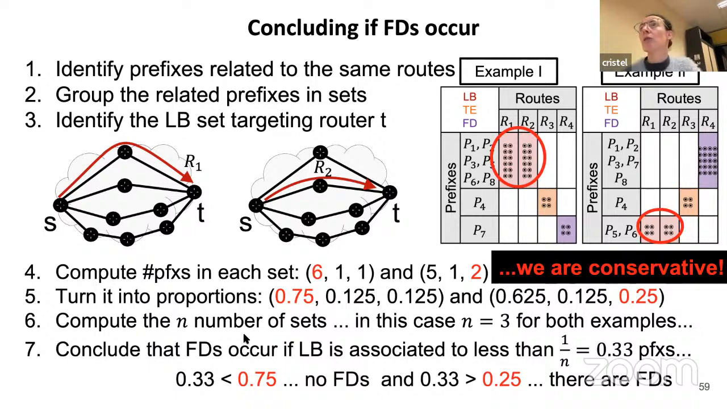And why do we do this? It's because we want to be conservative. We don't want to raise alarms and say too many times that we have forwarding detours, while it can be just regular traffic engineering. And we know many operators deploy traffic engineering at slight doses. So we only want to detect cases where we have very suspicious events.